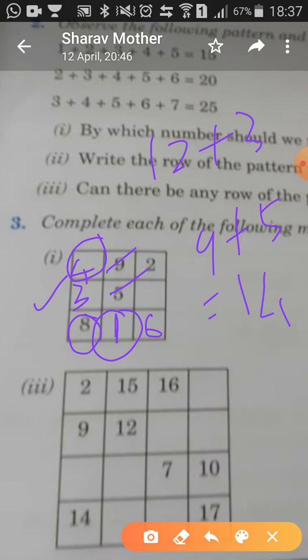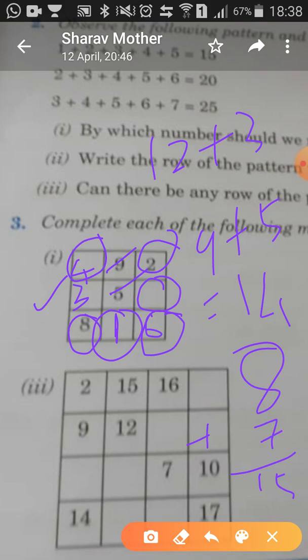Yes, now let's look at the last box, which is this. What are the two pieces of information we have? We have 6 and we have 2. 6 plus 2 is 8. 8 plus how much is 15? 8 plus 7 is 15. So I write down 7 over there. Now my entire box is filled up.